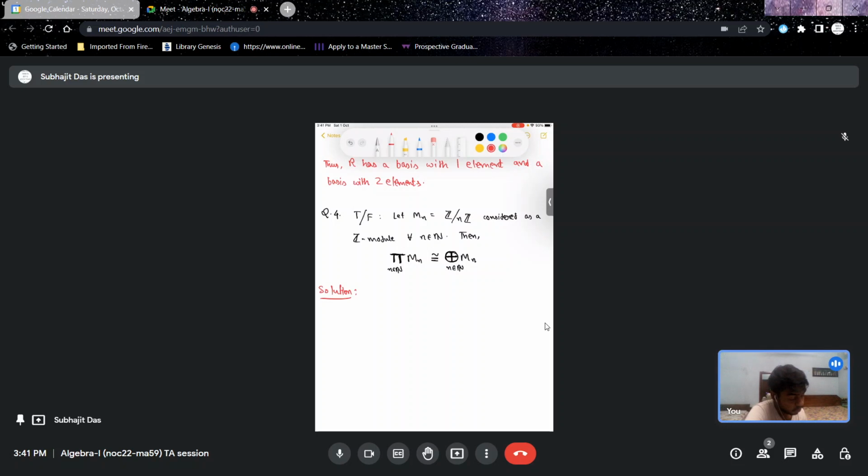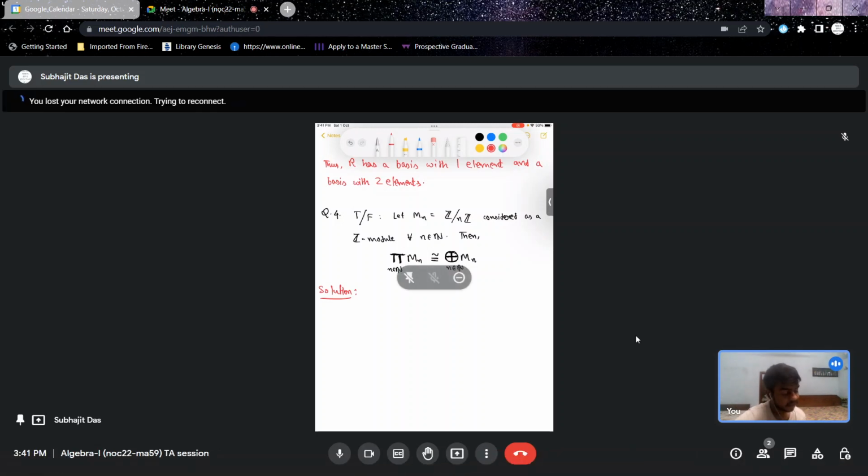Anyways, is the product of Mn isomorphic to the direct sum of Mn? We claim that this is false. So why is this false? Before we move on, let me just pause for, let's say, 1 minute, and if you want to think about this, you can think.